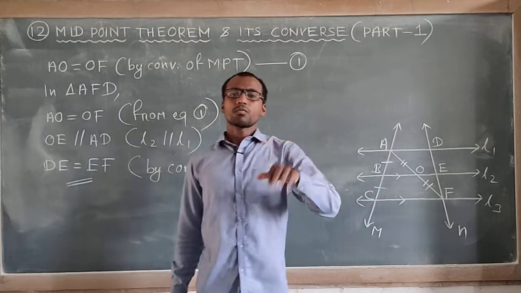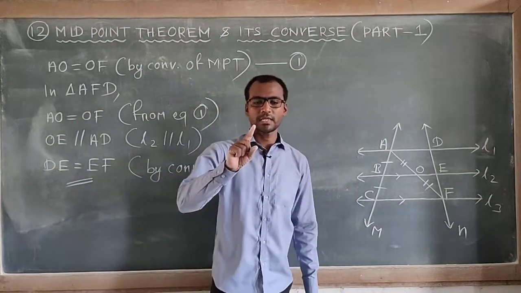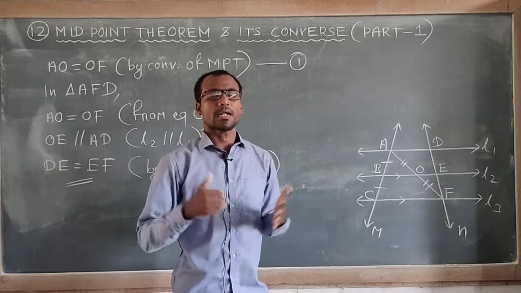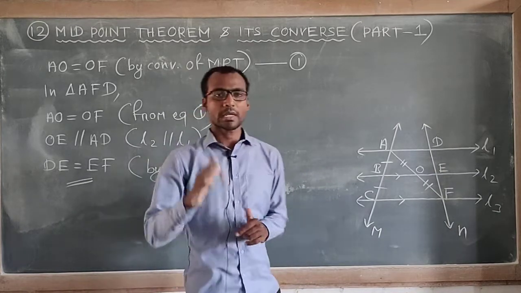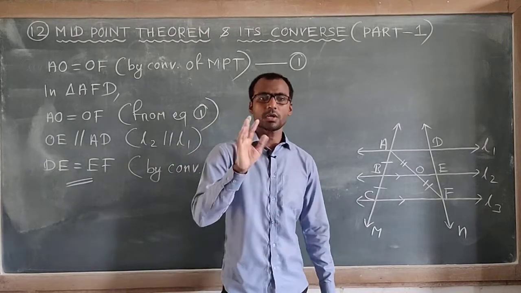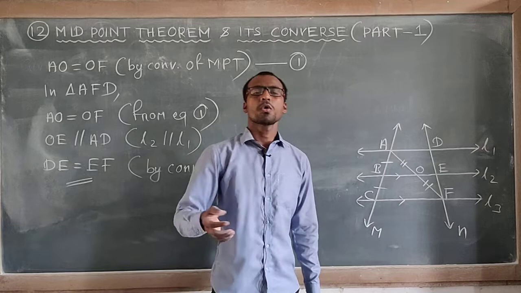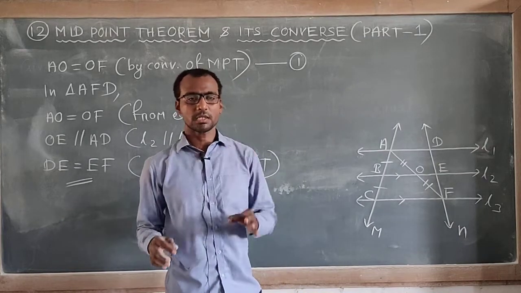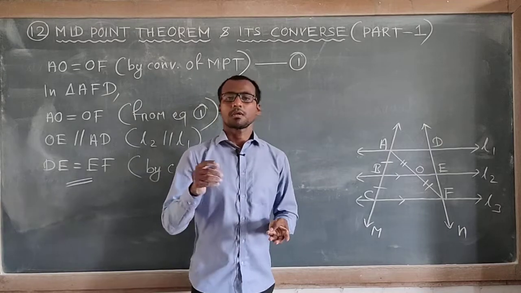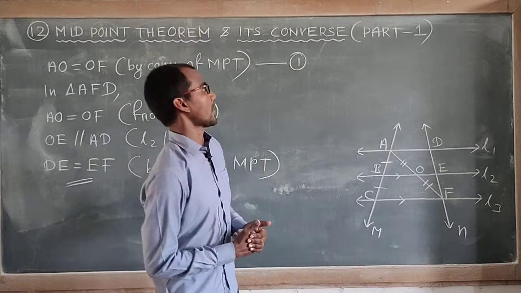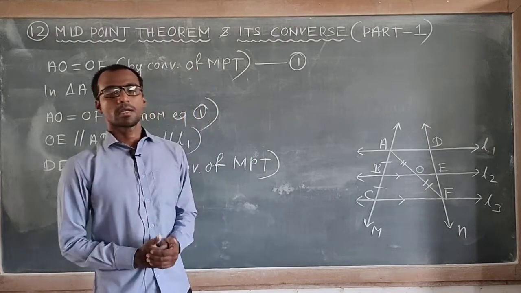So remember this. If there are 3 or more parallel lines and there is a transversal which is making equal intercepts with those parallel lines, then by this theorem, by equal intercept theorem, every other transversal, not only 1 or 2, every other transversal will make equal intercept with those parallel lines. So these are the 3 theorems: midpoint theorem, converse of midpoint theorem, and the last one is equal intercept theorem. I hope you have understood this part 1. Thank you for watching.